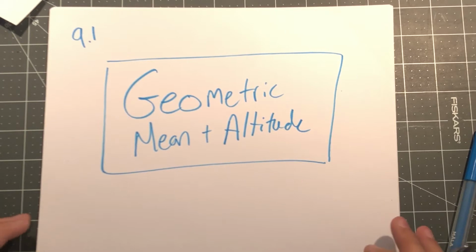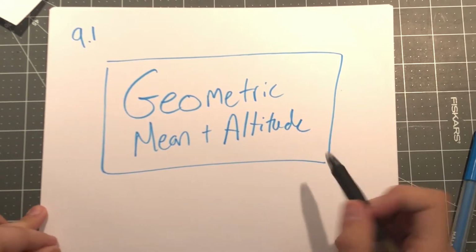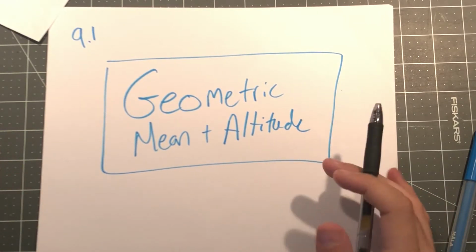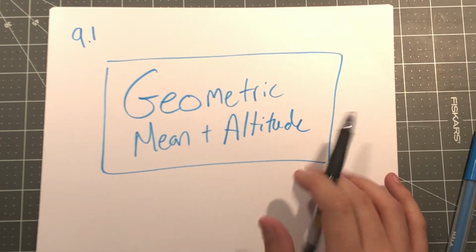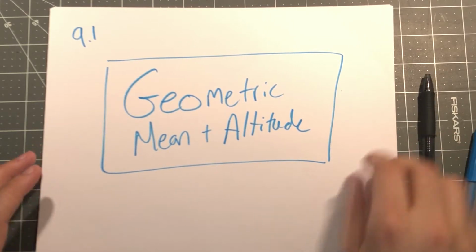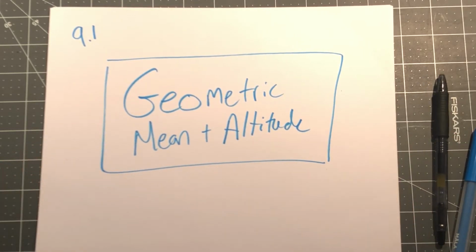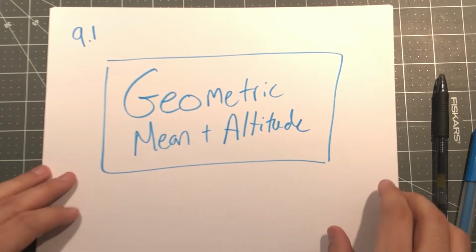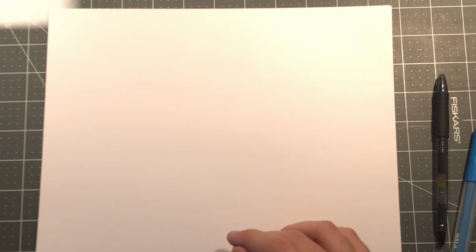Mr. Goodrow coming to you from the home studio to do a couple notes. We have section 9.1. We're going to be talking about the geometric mean and the altitude. So make sure you have your notes out and we'll get started. All right, we are talking about the geometric mean and the altitude.